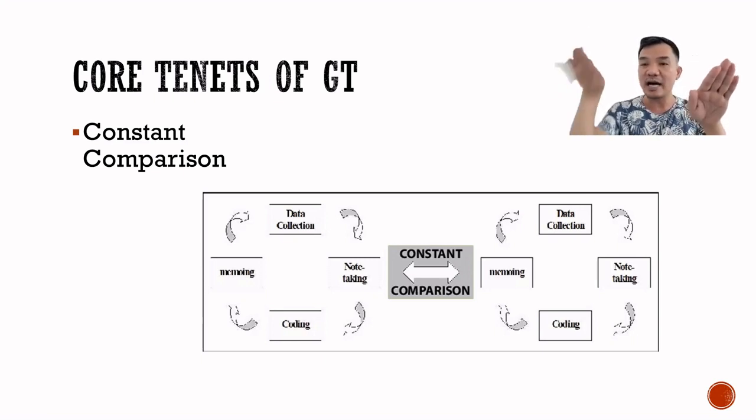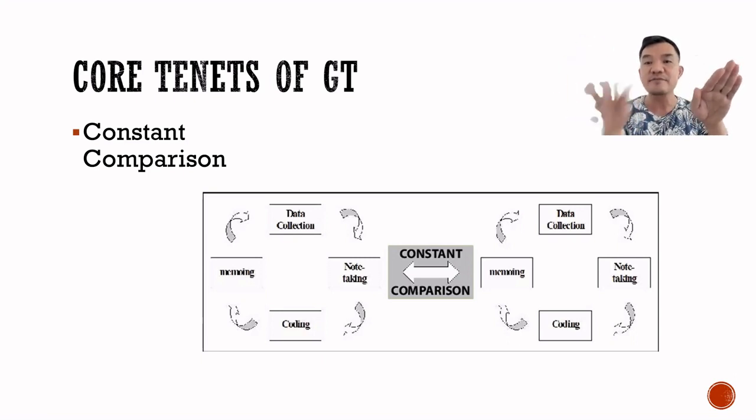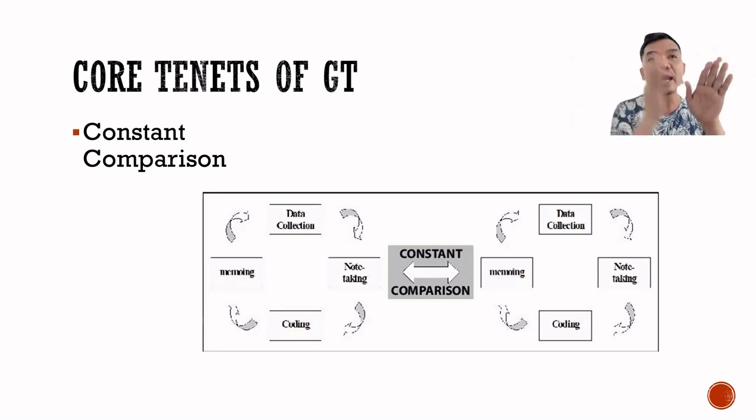And again, when you analyze the data from your third participant, you keep comparing if there are repeating concepts shared by the participants based on your question. So the idea of constant comparison is that while you conduct data collection, you also analyze the data that is shared with you. So that's constant comparison.